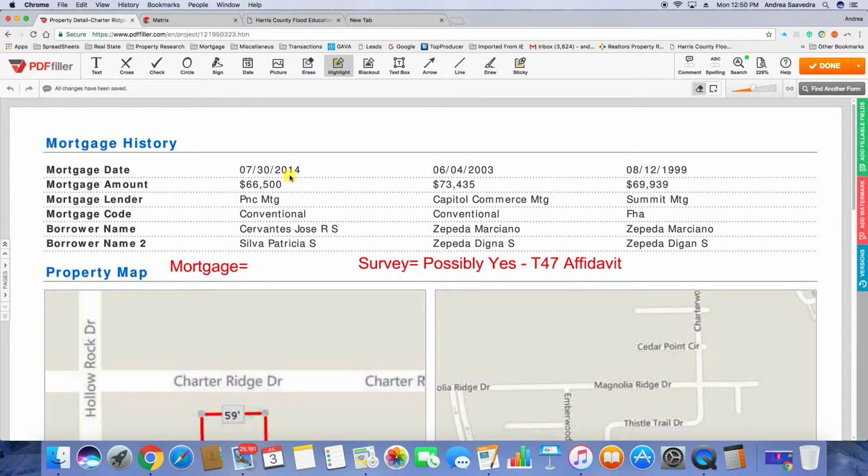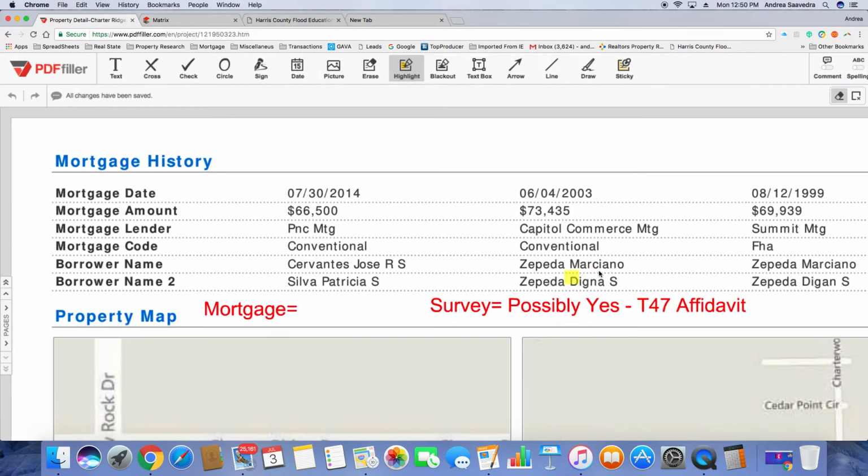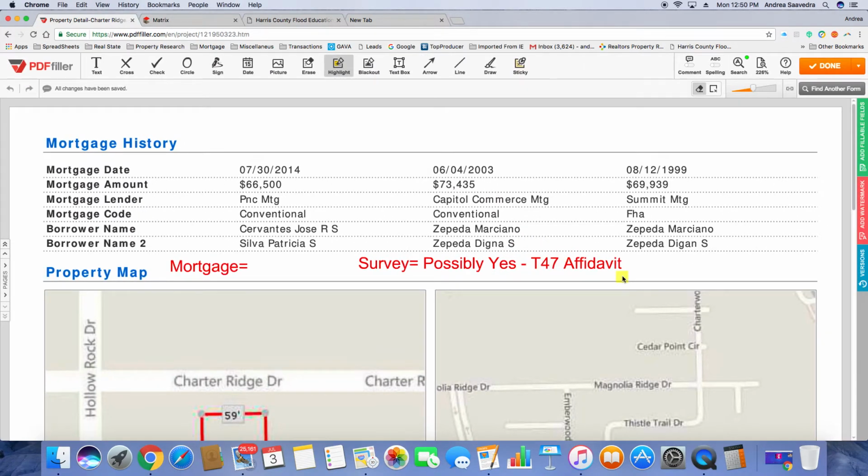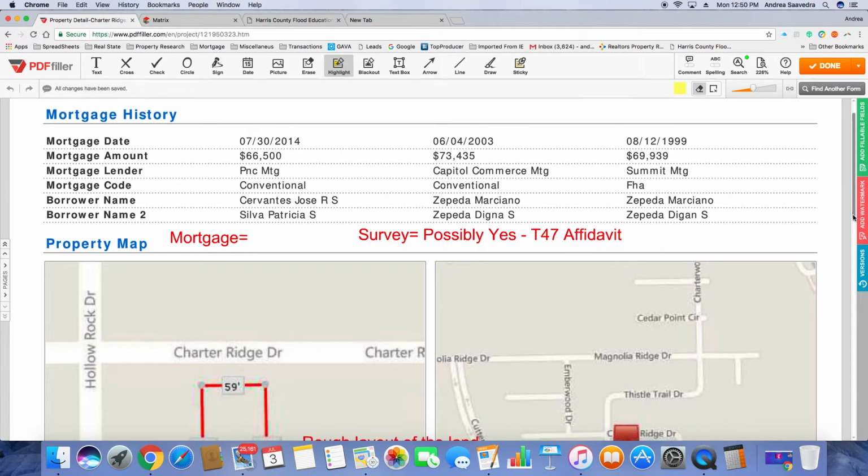And if they don't have a copy of it, then they have to add that information on the T47 affidavit. So that basically lets you know if there have been any changes to the survey. You always need this form if there is an existing survey. So make sure you request that information from the listing agent. If you are doing the listing, make sure that this is filled out by your sellers to make sure that you provide the correct disclosures to the buyers, okay?